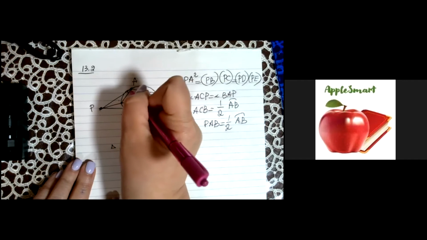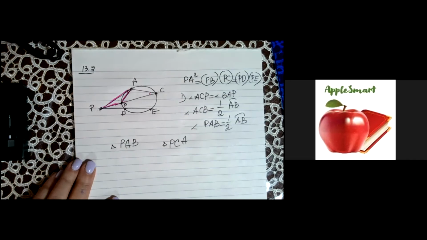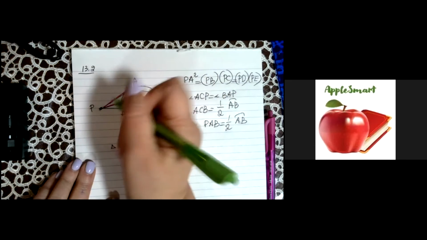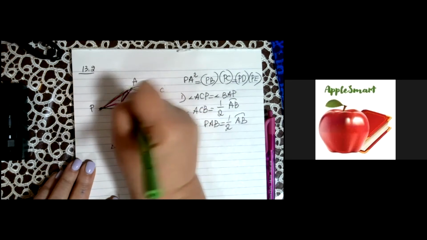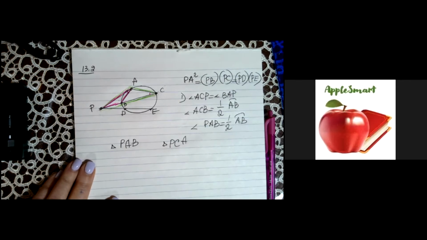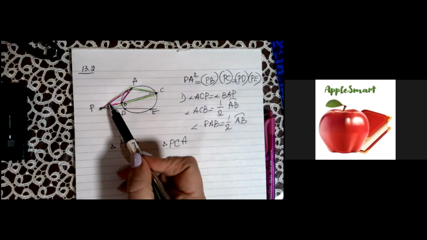So if I look at PAB, okay, that's one triangle. And another triangle will be this one. In the pink triangle and the green triangle, if we call them that just to make it shorter, what do you see here? Anybody seeing something else in addition to the fact that we already proved that angle A is equal to angle C? Guys, what about angle P?